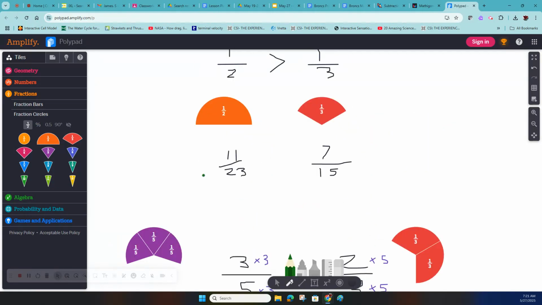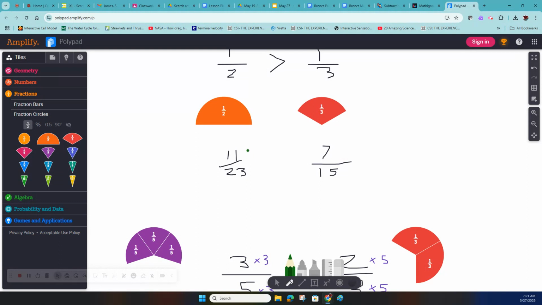This one's going to be a little harder. That's okay. And I'm saying that because I'm timesing by 23 and timesing by 15. That's okay, though. We'll survive. So again, I don't know. 11 23rds or 7 15ths. I legit don't know which one's greater. So I first need to find a common denominator.